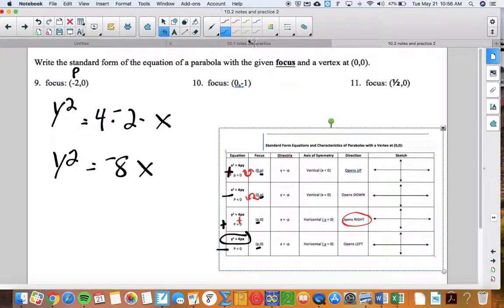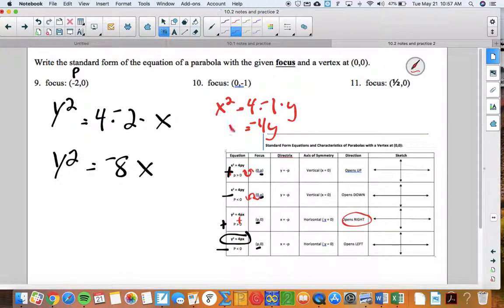Let's try number 10. The p-value for the focus is now the y, so that would be one of these two. And it's negative, so it would be this one. So I know I'm using the second row right here. x squared equals 4 times -1, my p-value that they told me right there, times y. So x squared equals -4y.